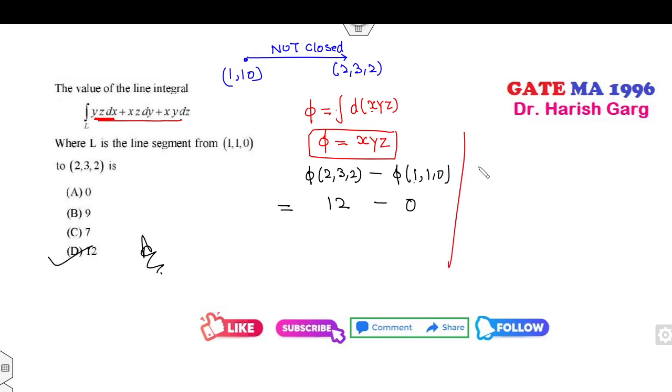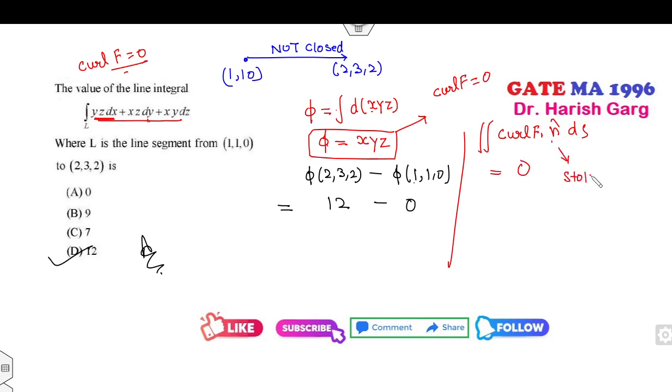Make sure, student, if you try to find the curl of F, then you can apply Stokes theorem. If you find the curl of F, you will get 0. Because you are able to find phi, definitely the curl of F is 0. Then your answer is 0. But can you apply the Stokes theorem? No, because the curve is not closed. If you apply the Stokes theorem, your answer will be 0, and that's the wrong answer. So the right answer of this problem is 12.